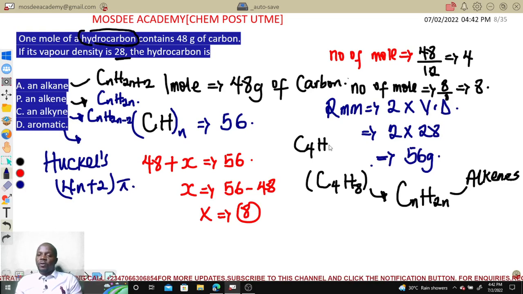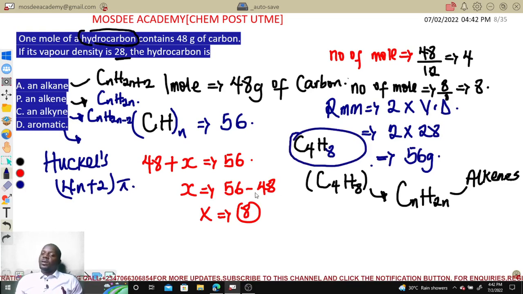So C4H8, which is what we have gotten from our calculation, obeys the general formula of this. When n is 4, 2 times 4 is 8. So we pick this as the answer to the question given by the admin. So that is the answer. So we move to the next question.